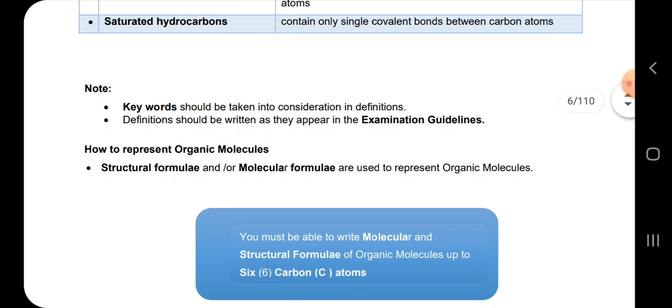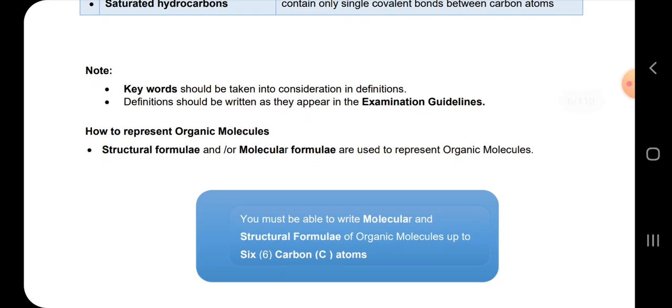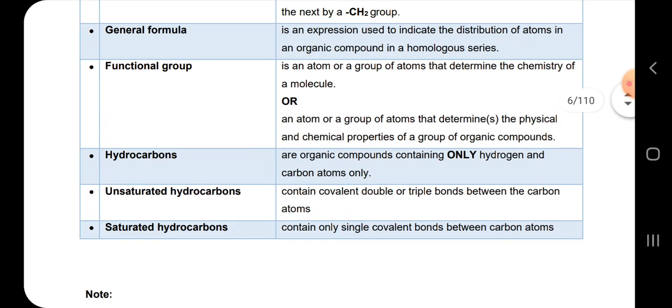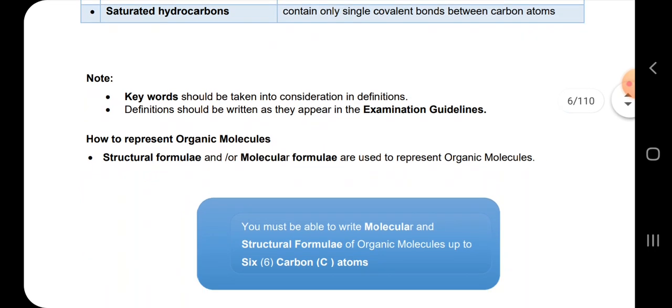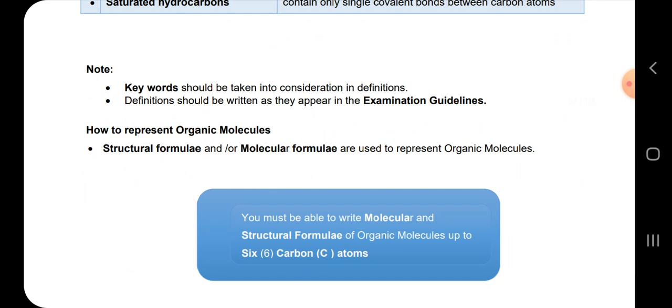So another thing to take note of is that keywords should be taken into consideration in definitions. So when you define something, just like here, there are keywords, and for that we will use the examination guideline. So I hope you download the examination guideline. Go on Google, type physical sciences grade 12 examination guideline, and it will pop up. Just download it, have it on your phone, and use the guideline for definitions.